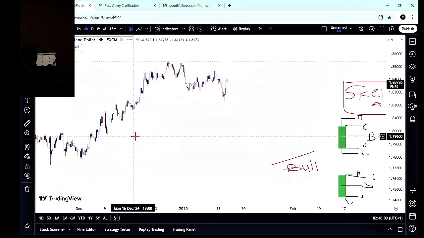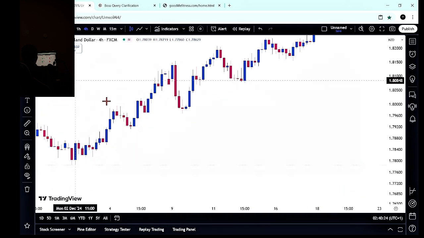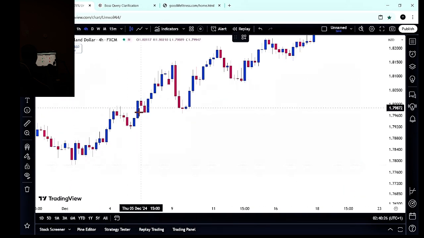Now let me show you an example. Now look at it. We can see we have a break of structure here, right? We have a break of structure here. This low caused this break of structure, right? So if I want to draw my trend line, I'm going to mark out from this low, and also this low caused this next break of structure.